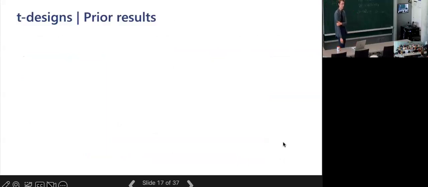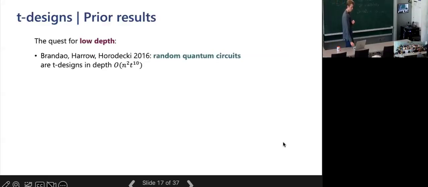Okay, now before I go there, let me give you a brief rundown of at least some prior results. T designs are a very old field, so there's a lot of literature here. This is not an attempt to be exhaustive, but it's mostly to give you a sense of what people are going for in this field, which is basically low depth. This is the main thing that we care about. And what I mean by low depth is, if you have a T design, what's the quantum circuit depth of the unitaries in that ensemble?